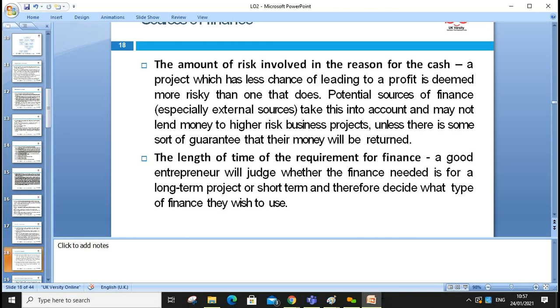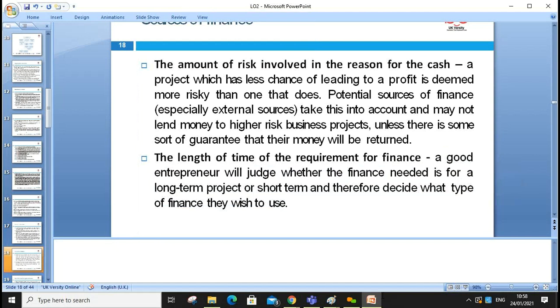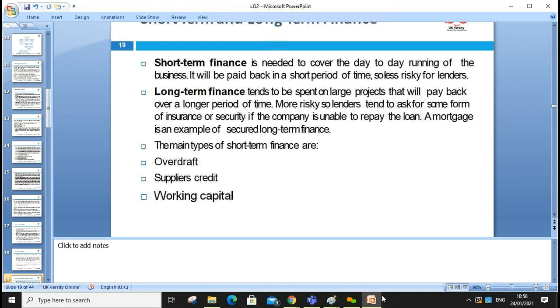It is deemed to be more risky. So we need to manage interest, and whether the requirement of the finance for the entrepreneur is for the long or the short term. We need to make sure we do that. Okay, then short-term source of finance, long-term source of finance.